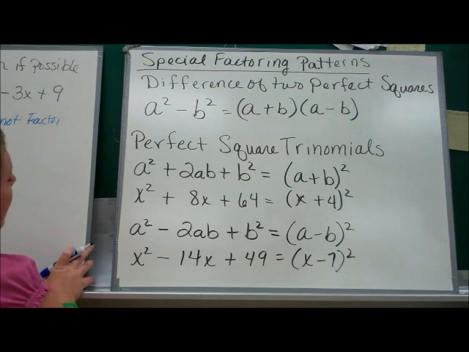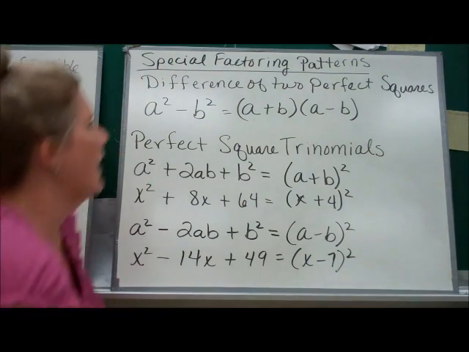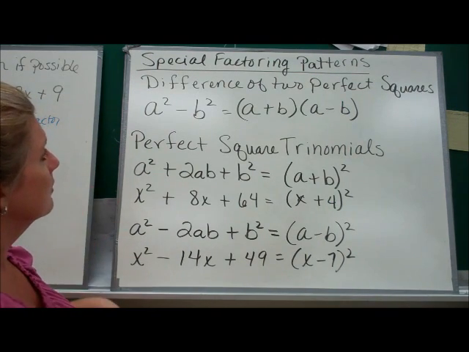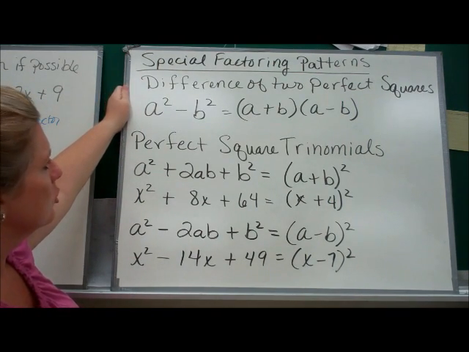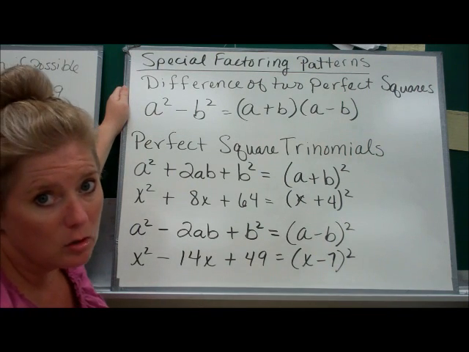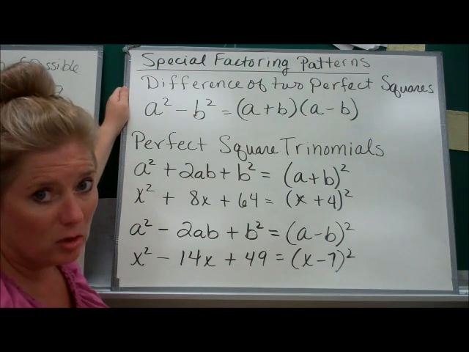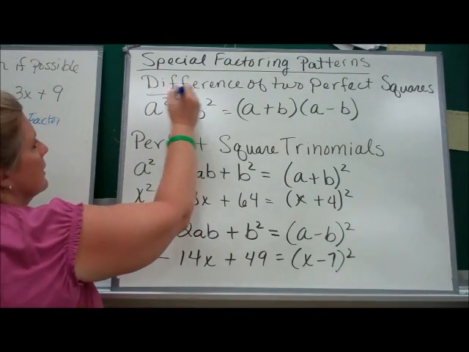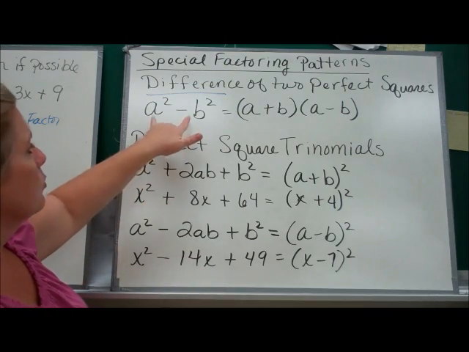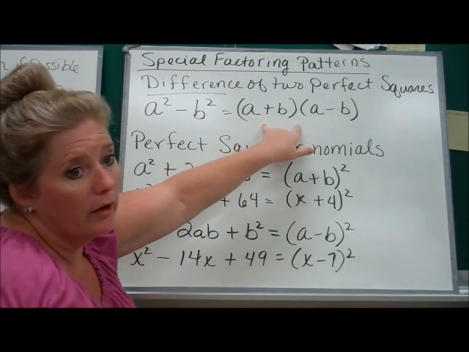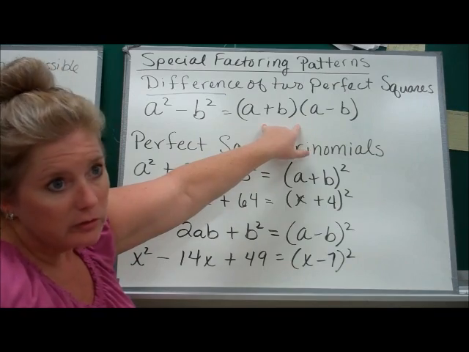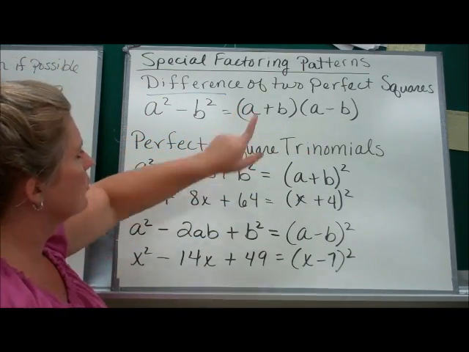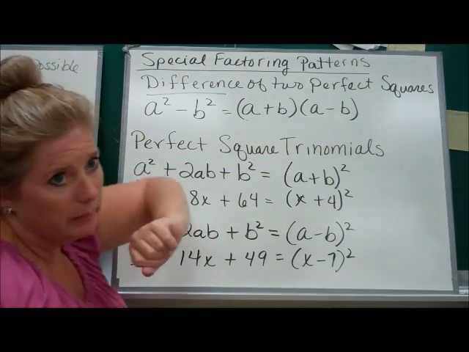Now we have some special factoring patterns. We've got the difference of two perfect squares. This is going to be a quadratic binomial. It's going to have two terms in it, and they're going to be subtracted. That's the difference. This will factor to a product of binomials. Notice here we have a squared minus b squared.